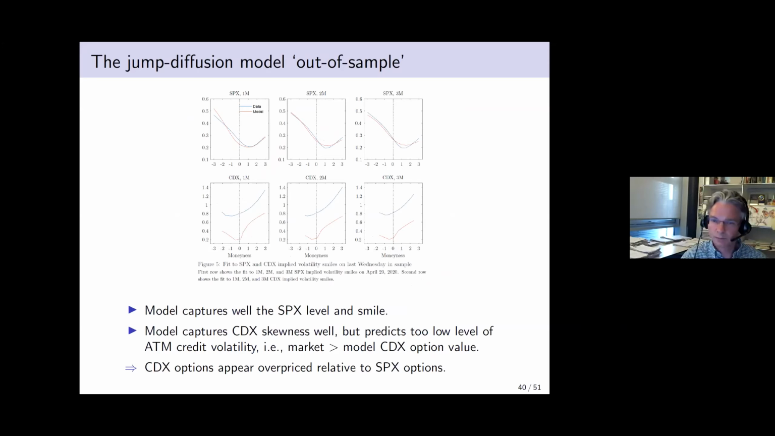So this is then what we get when we do the out of sample experiment that I mentioned before. We fit the parameters so that we hit the SPX options as well as we can. You can see the model does a really good job. And then when you look at out of sample, you find that the predicted levels on the credit side are a lot lower than the actual observed option prices, even though you can see that the shape of the smile is actually quite good.